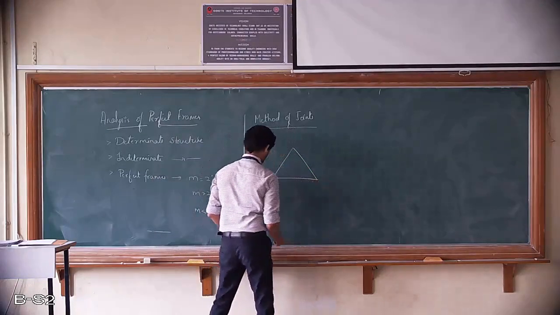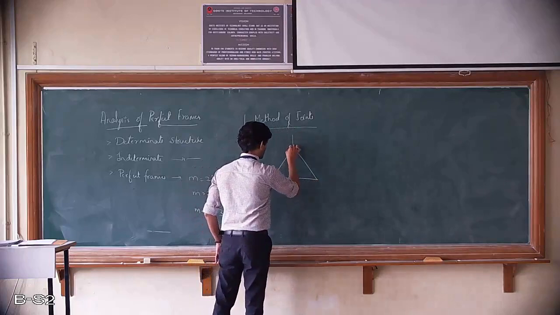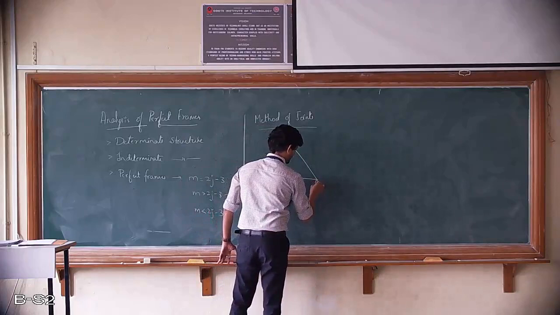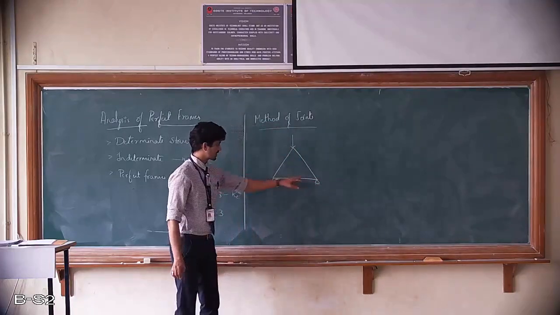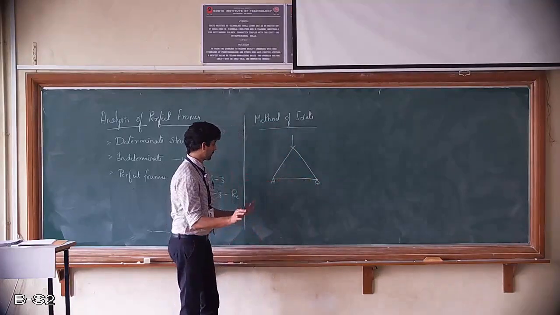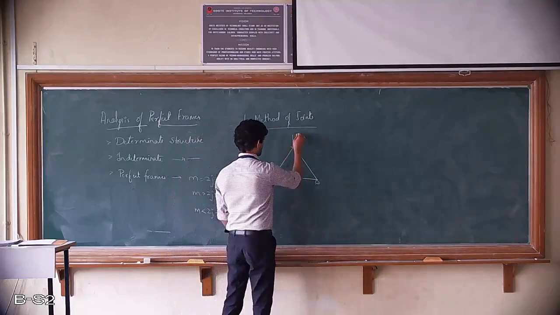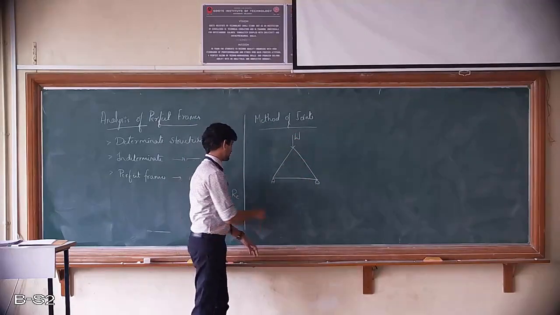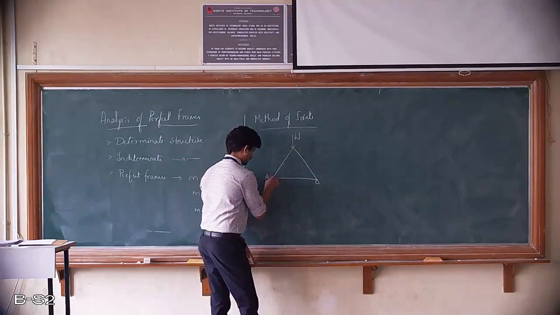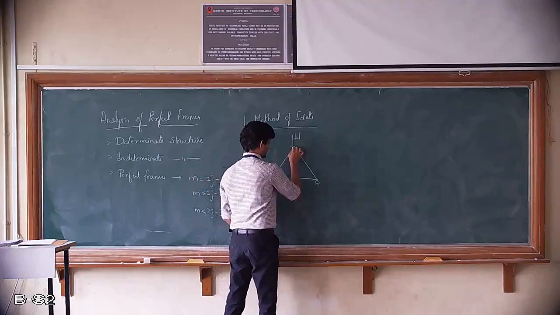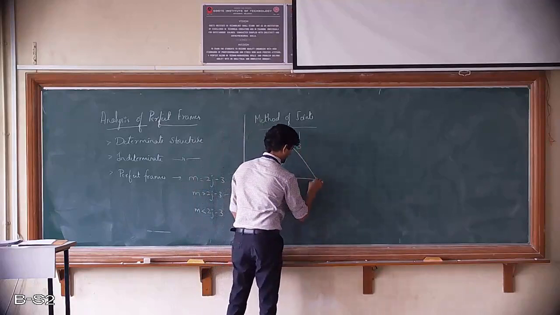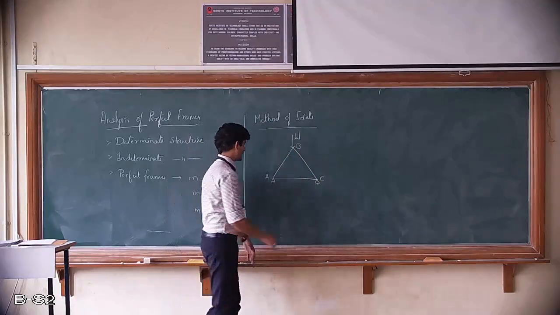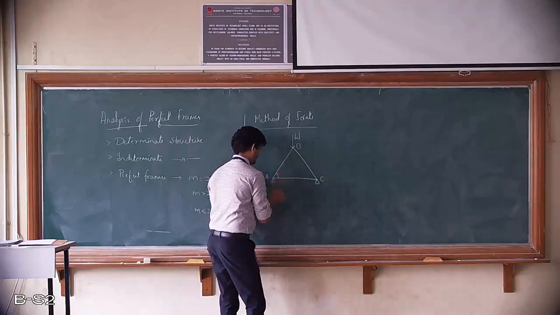So let us consider a simple structure, a simple triangular truss, which is just simply supported on this, not a pin joint. Now in this particular case, let us define a load to be W. Let us rename the joints. Let this joint be A, let this joint be B, and let this joint be C. And also we'll try to define the angle made between these members.